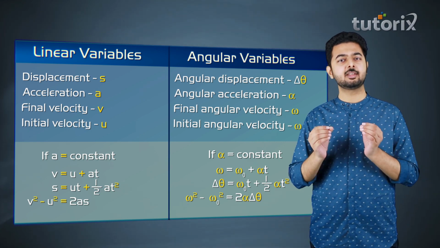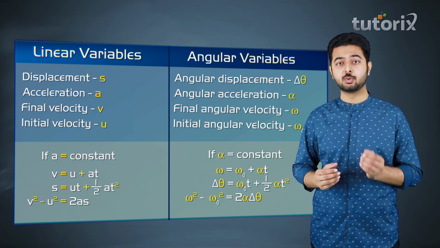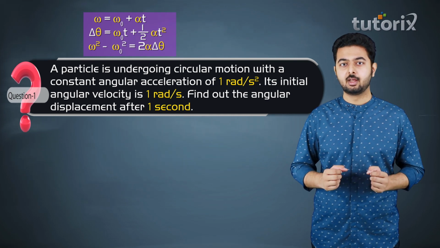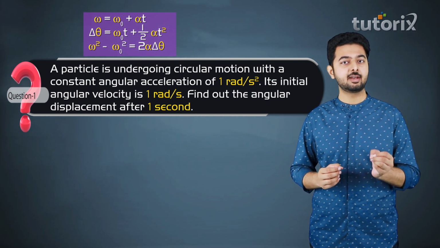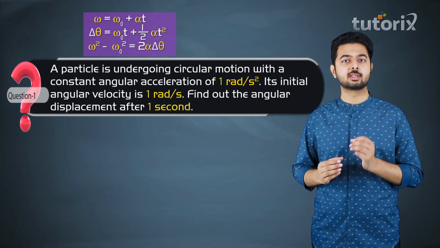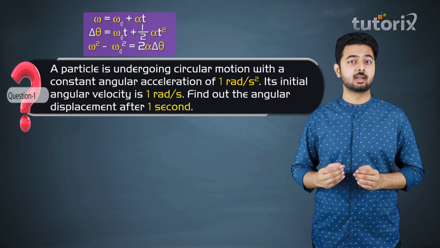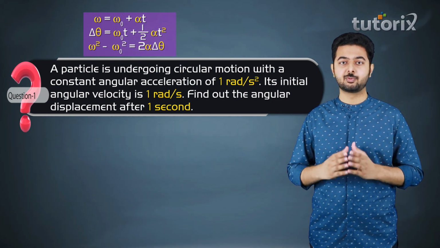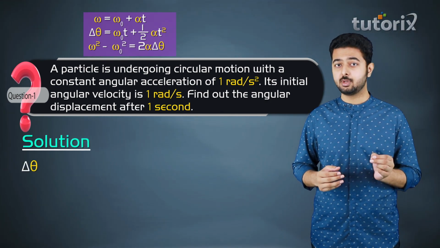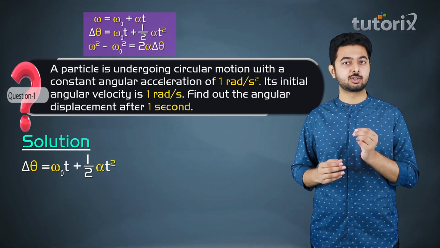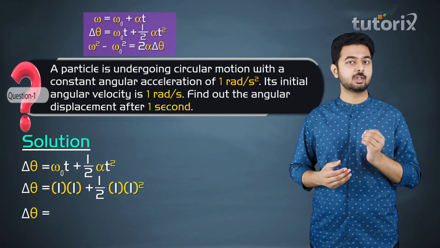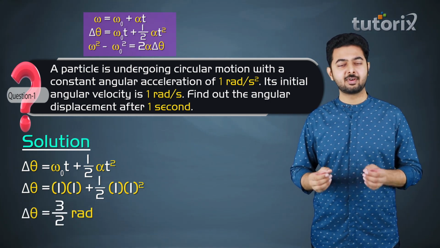Now let us solve a very simple problem so that you get used to these angular variables. Let's say a particle is undergoing circular motion and it has an angular acceleration of 1 radian per second square. Its initial angular velocity is given to be 1 radian per second. After a time interval of 1 second, you have to find out its angular displacement. We can use the second equation of motion, that is delta theta equals omega naught t plus half alpha t square. Now we will put all the known values and we will get delta theta equals 3 by 2 radians. So that was a very simple problem.